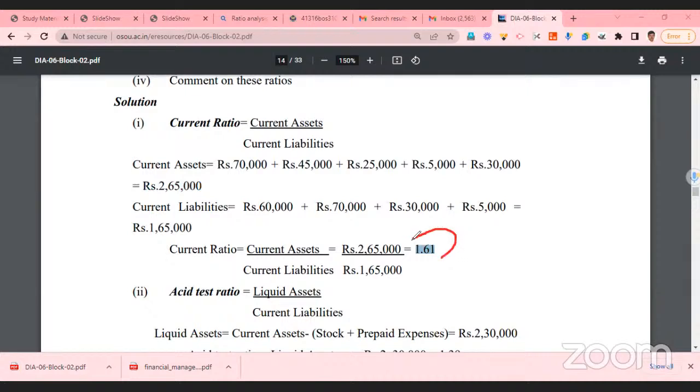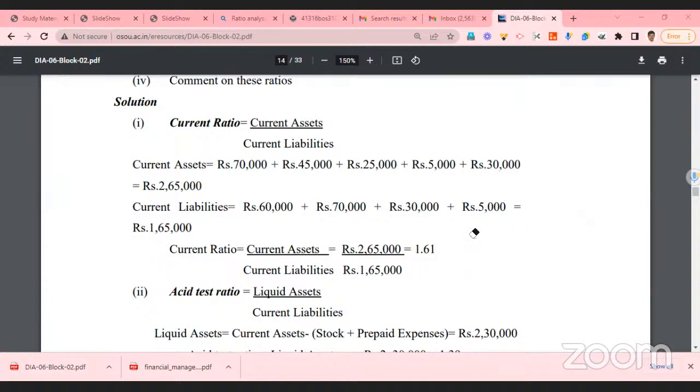Current assets to current liabilities, how much? 1.61:1. Is it higher than the standard or less than the standard? It is less than the standard. What is the standard here? 2:1. But here the current ratio is less than 2. This means the company is facing a liquidity problem.